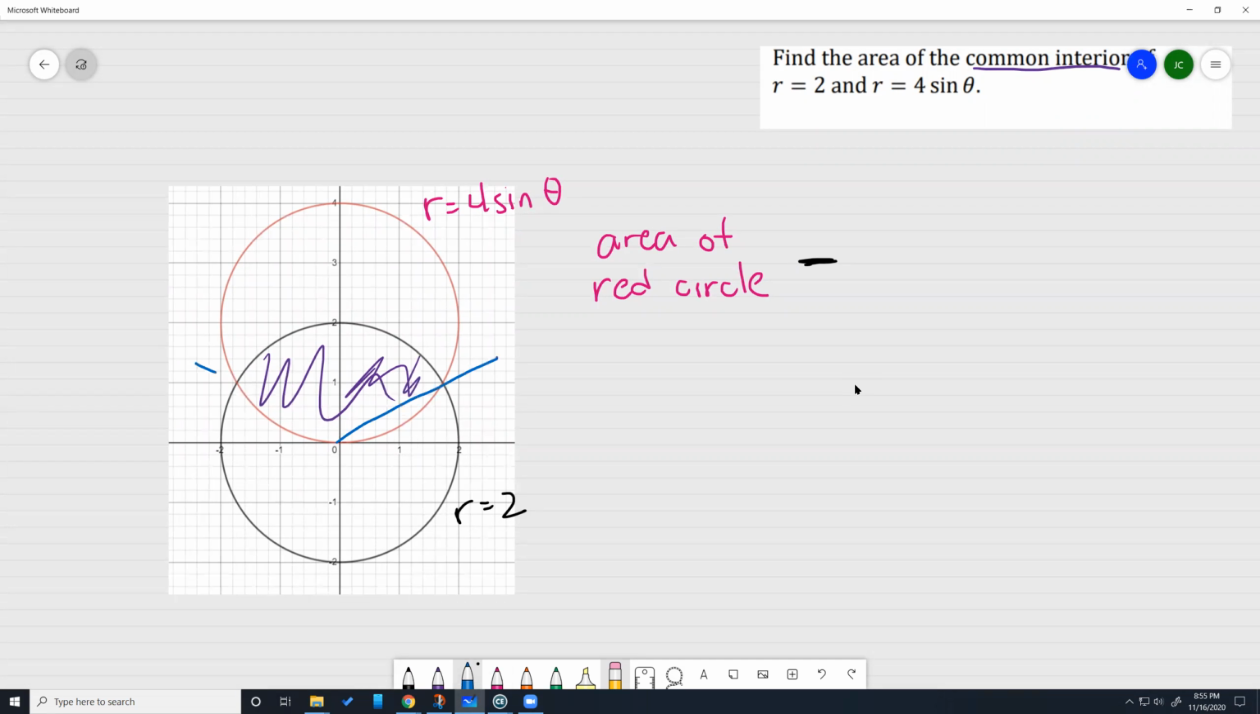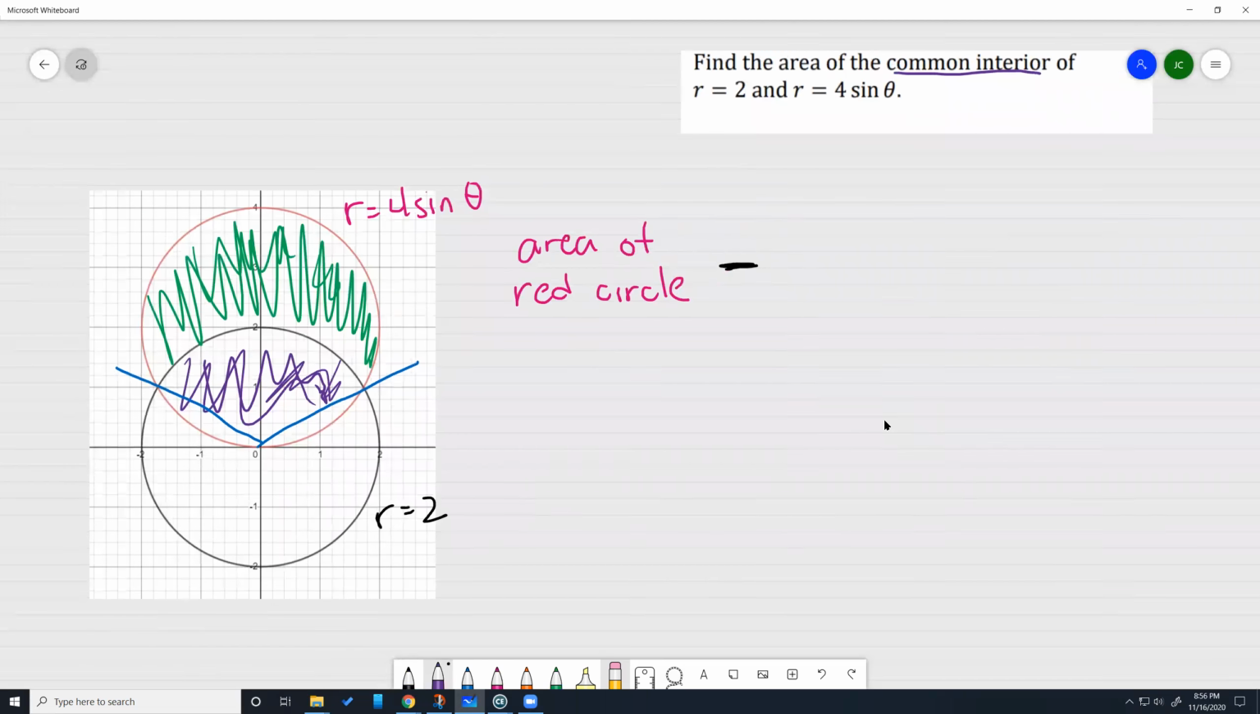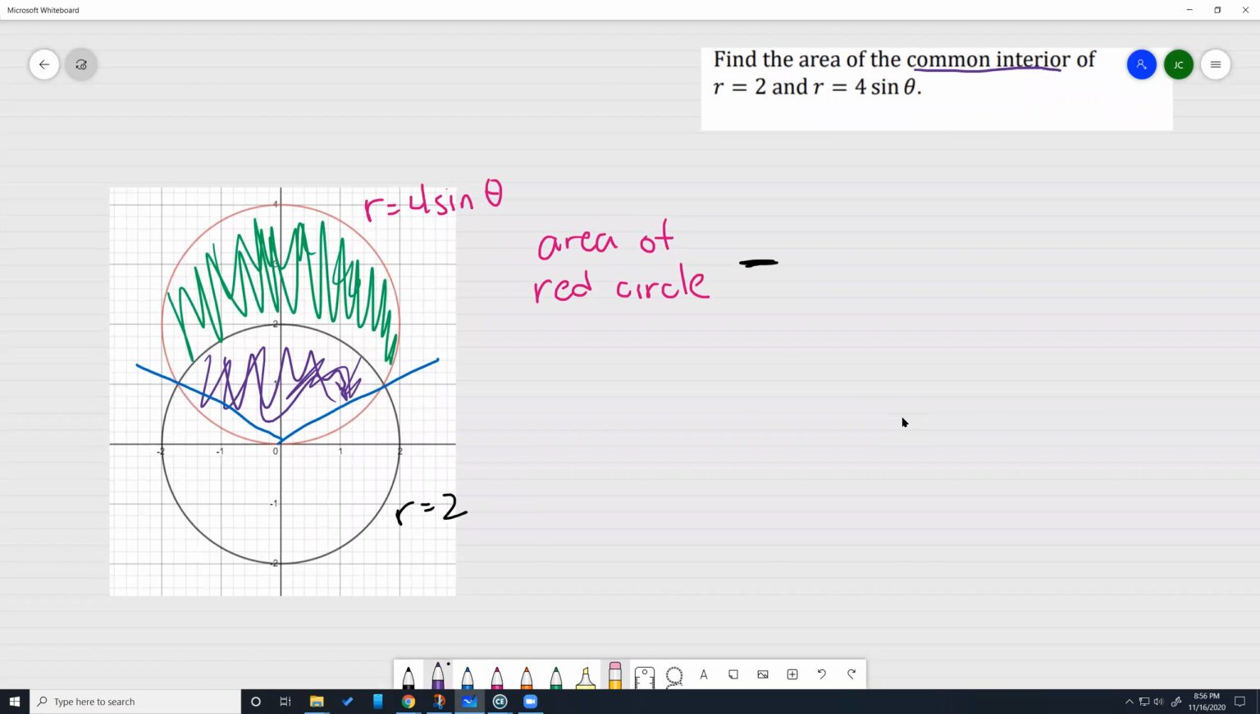This is where the calculus comes in. We're going to subtract the green area, and that'll take calculus. Once you do that, if you take the larger area and subtract away this smaller top area, then you'll get the leftover purple area, which is what we want. So we just need to set up the integral to find the green area.